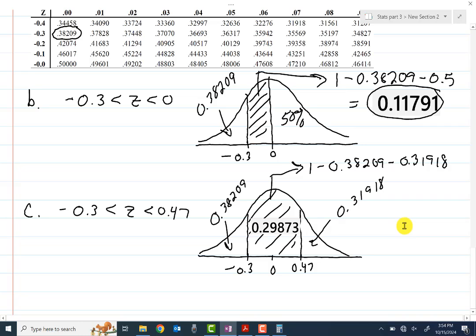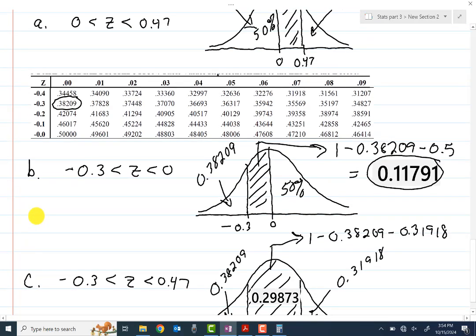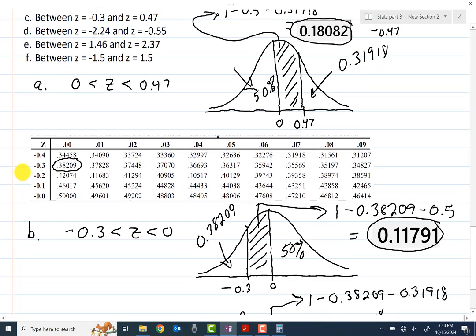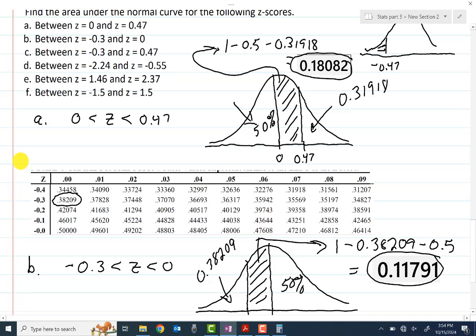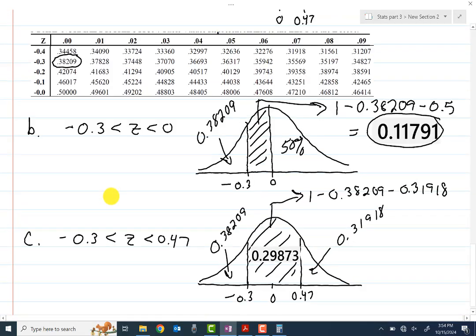Here I put the area inside of the location where it's actually at. There's several sections here. This is something that you need to get really good at, so that's why we're doing a lot of practice with it. So all A, B, and C were all interrelated with each other. D is a completely different problem, but we are between negative 2.24 and negative 0.55.